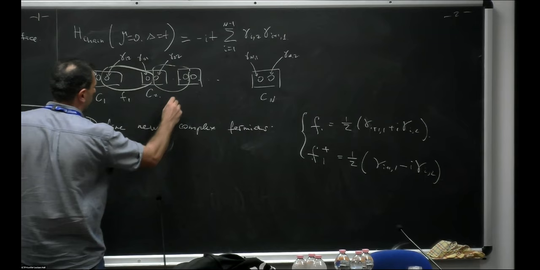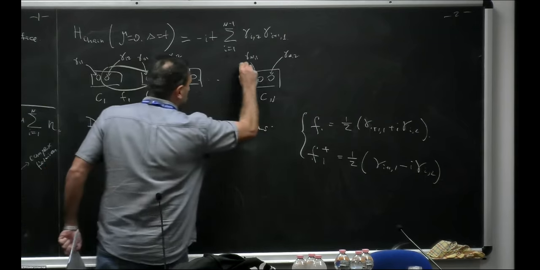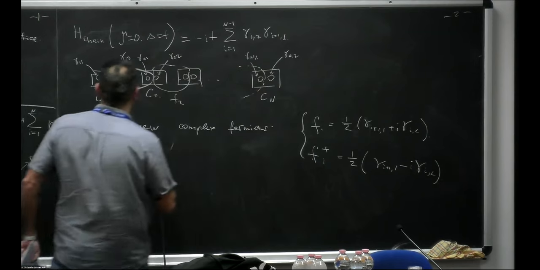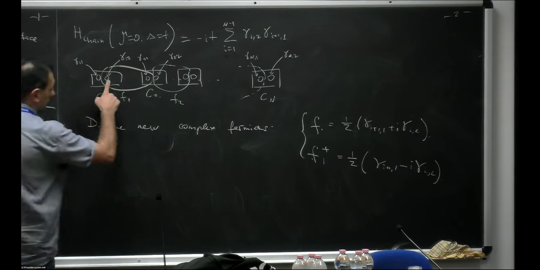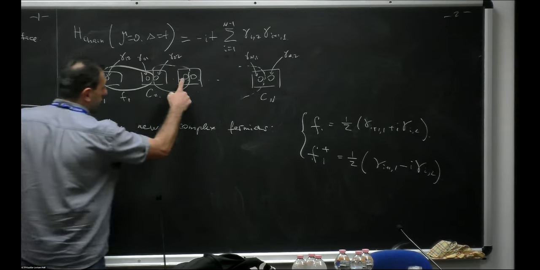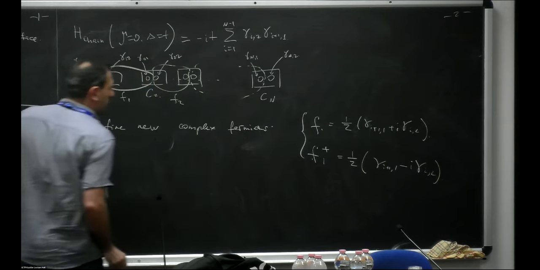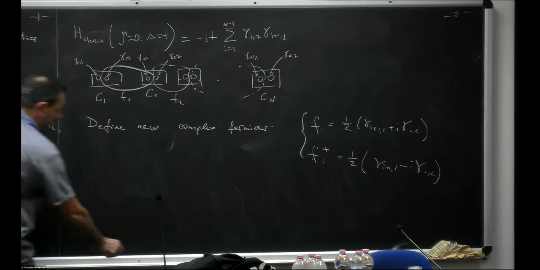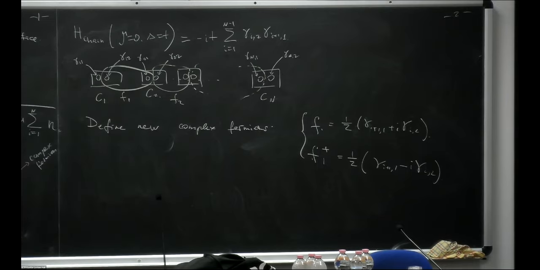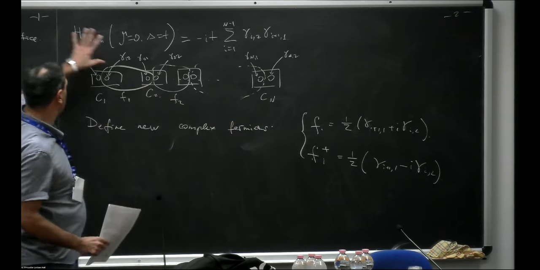So this is going to be F1, this is going to be F2, and so on. This last one will remain, and the first one will remain unpaired. All the rest are getting paired. These two are paired together, these two are paired together, this is paired with the next one, and so on. But the very first Majorana and very last Majorana are not going to be paired. And let's see what we get in terms of these new operators. What do we get for the Hamiltonian?